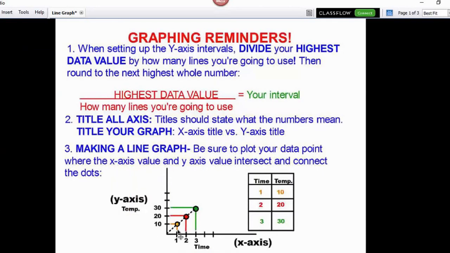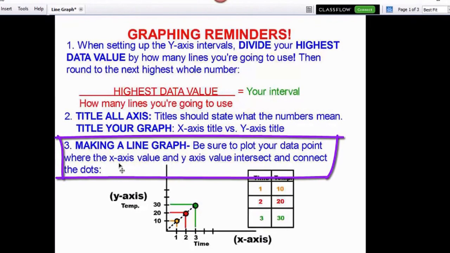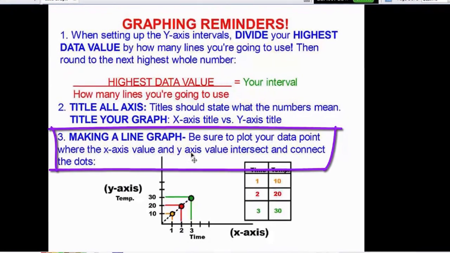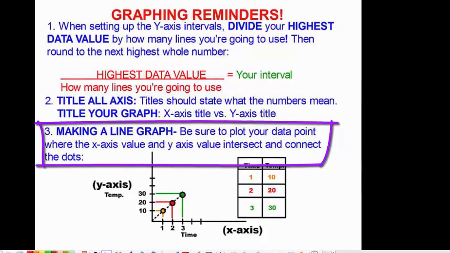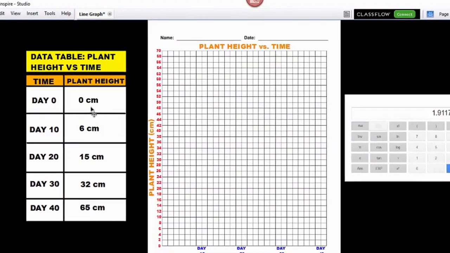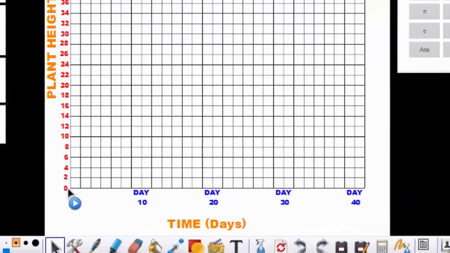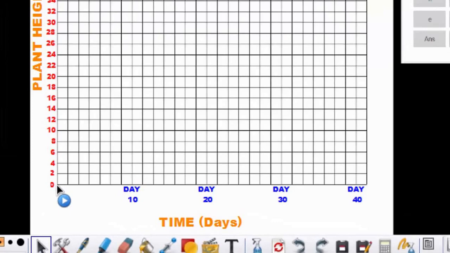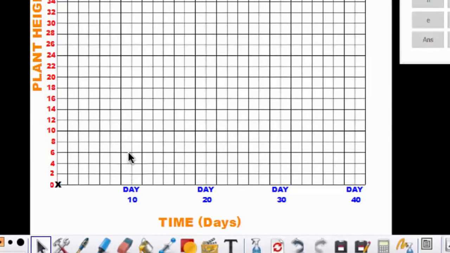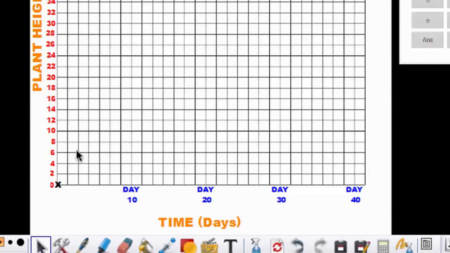We now have to plot our data. So when you plot your data, be sure to plot your data point where the x-axis value and the y-axis value intersect. So when we do that, here's our data table here. At day 0, we have 0 centimeters. So 0 centimeters is here, and on day 0 there. So we have an X there. Day 10 has 6 centimeters. So we go to day 10, and we find where it intersects 6 centimeters, which is over here. So we put an X right there.